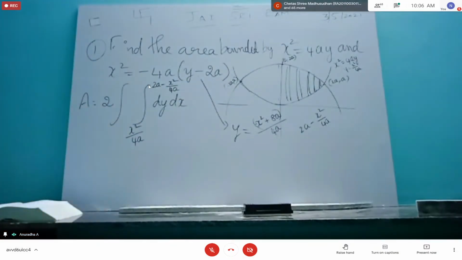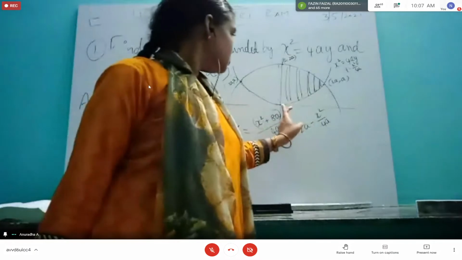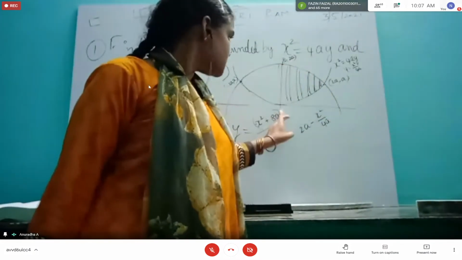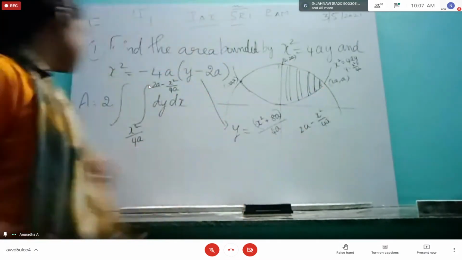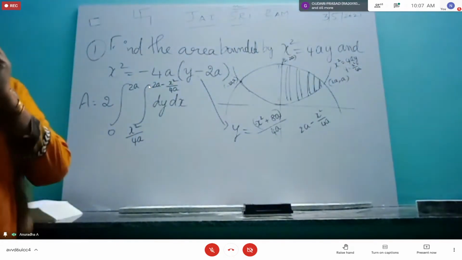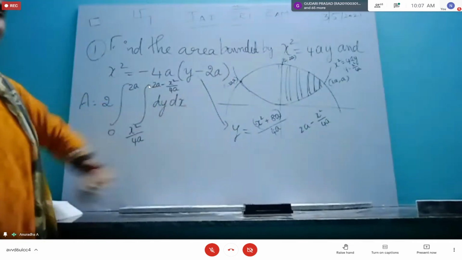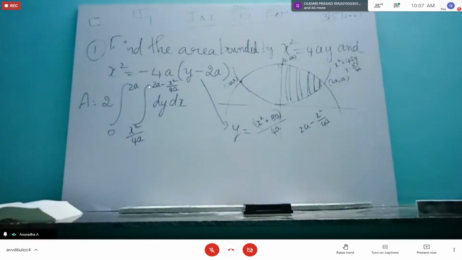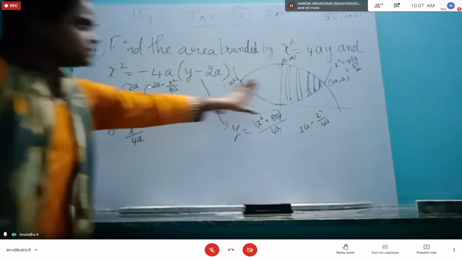Outer limit, please. Someone from the boys side? 0 to 2a, that's all, the entire region. The y-axis is cutting at 2a, so 0 to 2a. The dy dx integration part is easy. After applying the limits, you have to further integrate. That is also simple. Usually in these sums, the diagram part is the hard one.